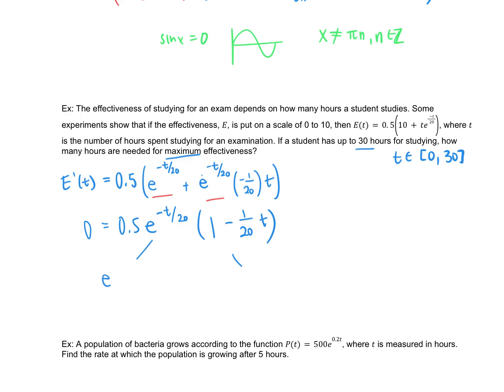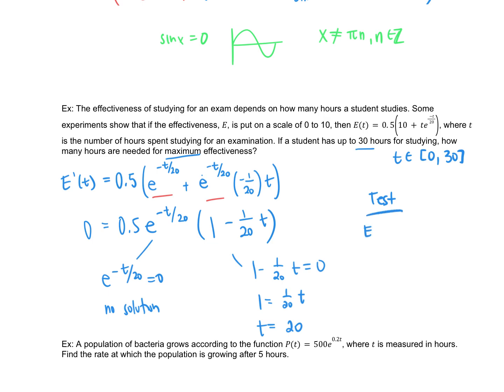Now when I do e to the power of negative t over 20 equals 0, that has no solution. When I do the other one, I can isolate for t. So I'm going to bring the t term over and multiply both sides by 20 to get 20 hours. Now, this is where the derivative is equal to 0, but just like we did in the previous unit with optimization, we do have to test the endpoints and the critical point.